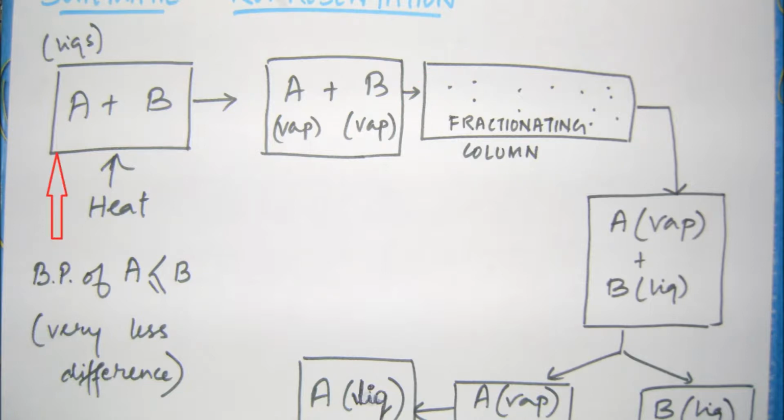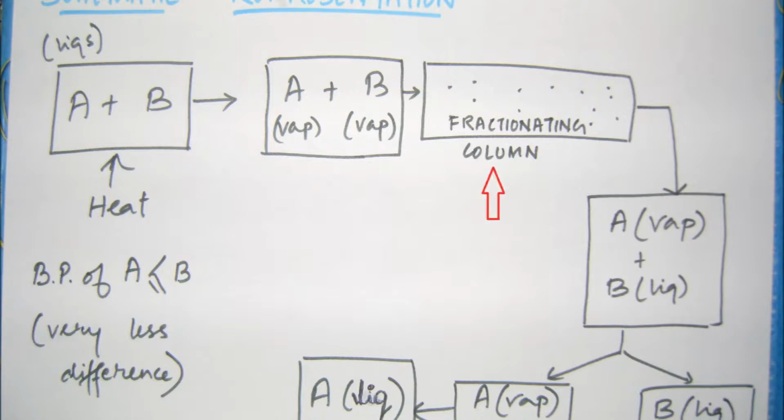Now the first step is that we have to heat the system containing the two liquids, A and B. The main point is that the boiling points of A and B are very similar, but the boiling point of one of the components, suppose A, is slightly less than that of B. In the second step, since the boiling points of A and B are very similar to each other, both will vaporize, which is not the case in simple distillation. Here both vapors of A and B will be present in the system, which will move further through the fractionating column.